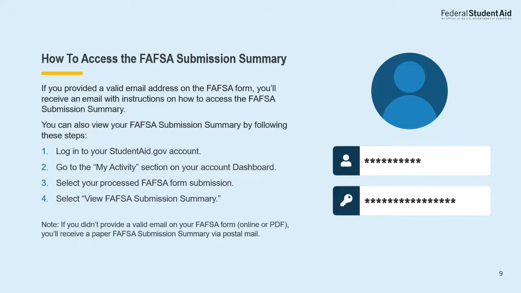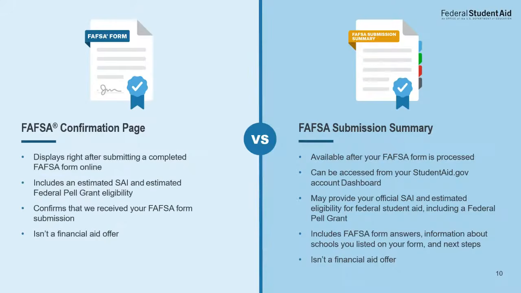Now, it's important to remember that if you did not provide a valid email or do not have an email address, we will send a paper FAFSA submission summary via the postal mail. Of course, this will take a little bit longer than the online version.